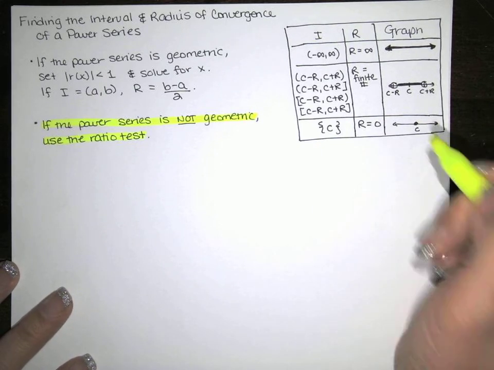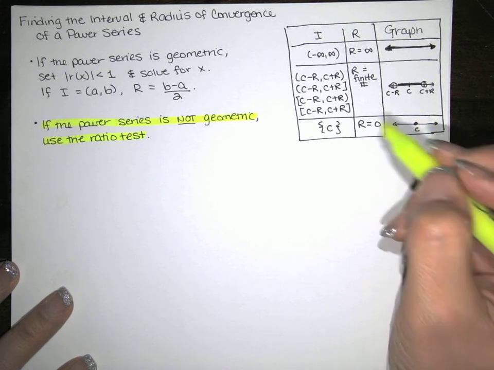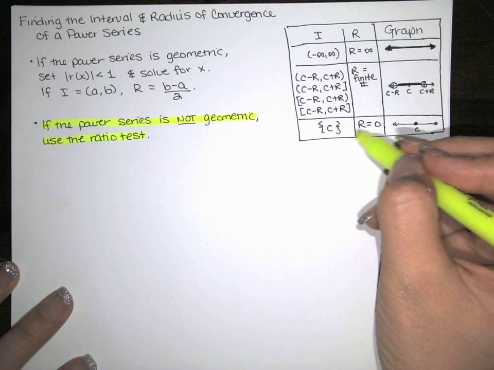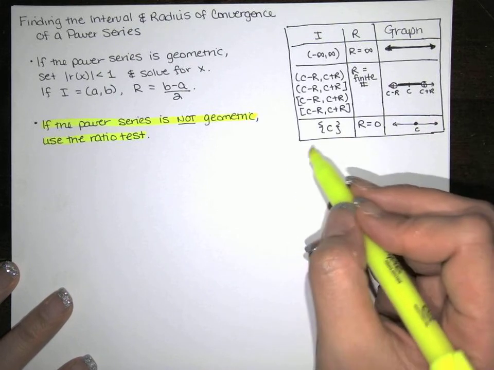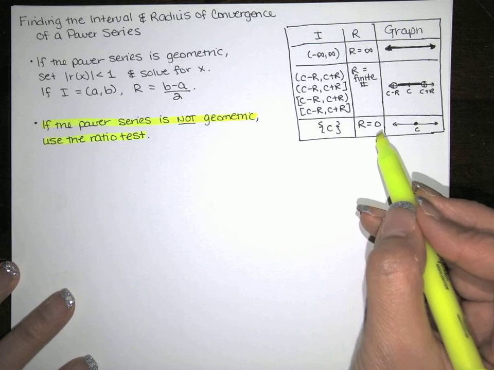Either your power series converges at its center only, so it converges at a point, so there's not a radius really. So we say that the radius of convergence is 0, and the interval is really this degenerate interval. It's just a single point. So you've got that case.